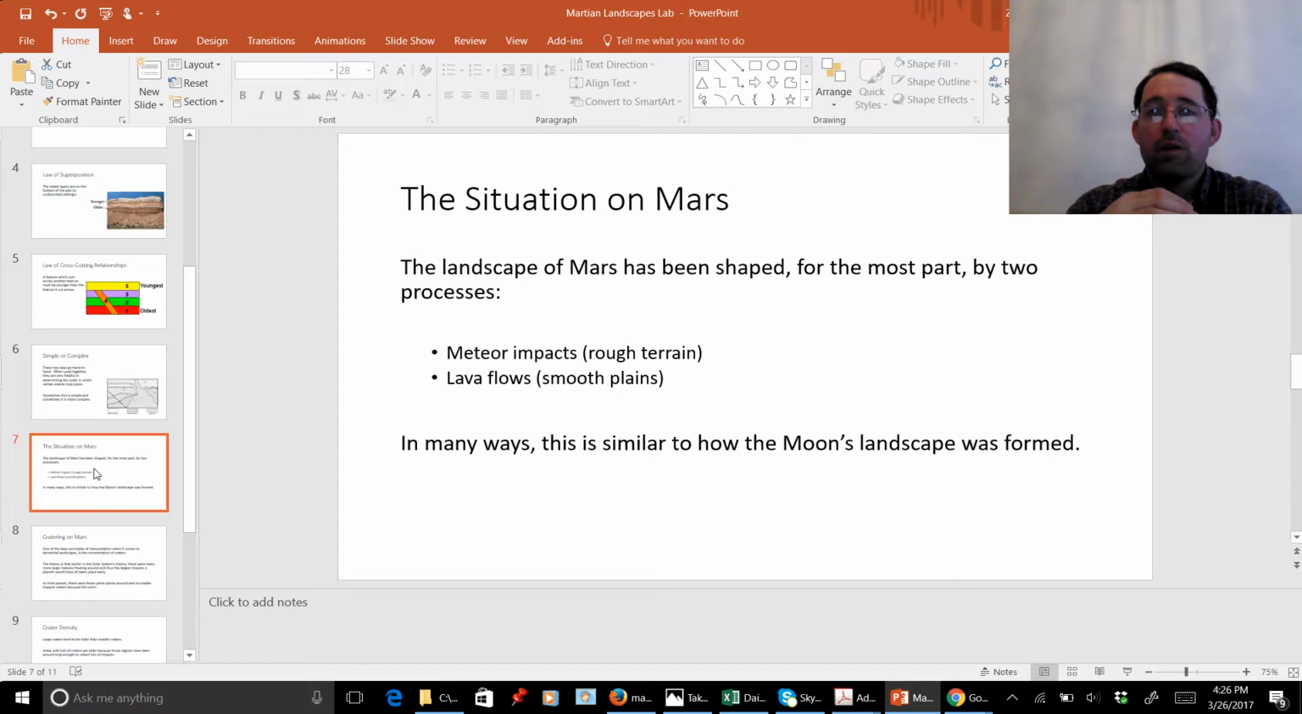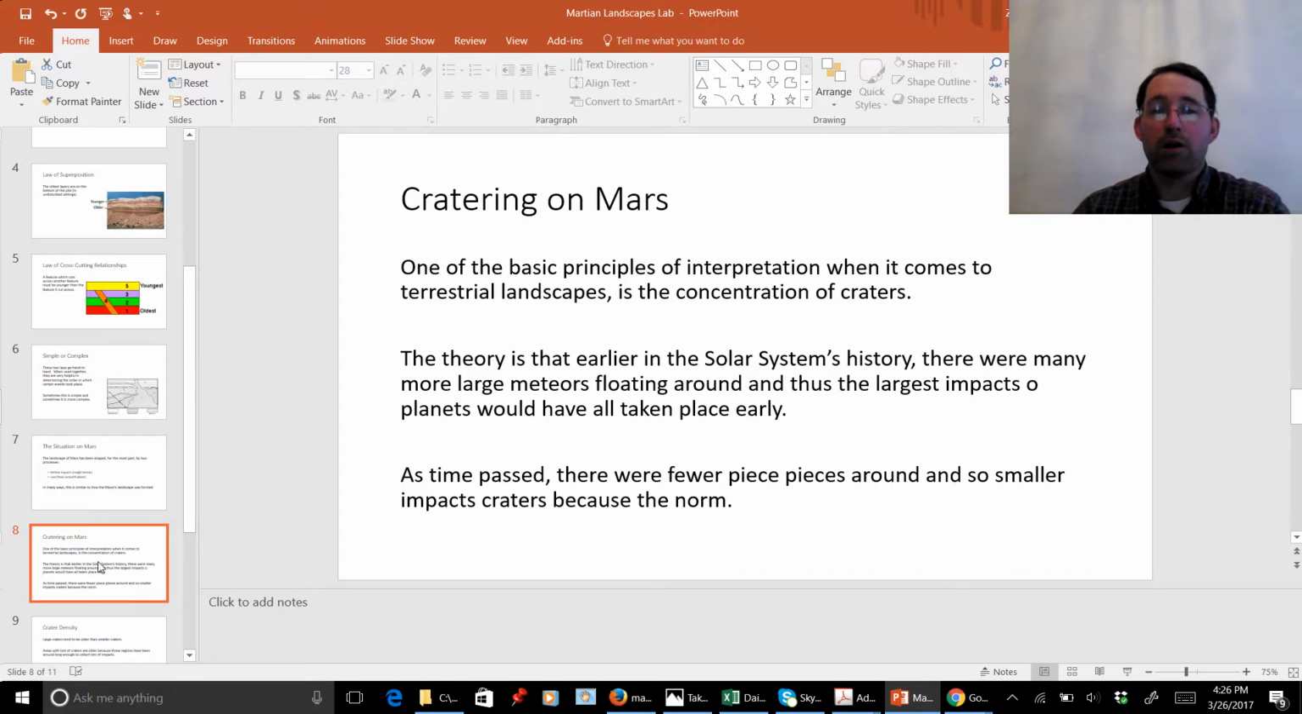In a lot of ways, you're going to see things that will remind you of our lab on lunar geology, and that's because the moon and Mars are both terrestrial bodies. Okay, the moon is not a planet, but it's rocky, just like Mars is, and so the same processes will take place there. So, cratering on Mars, trying to keep my screen time down here.